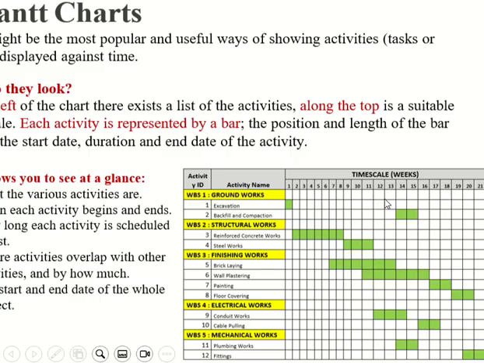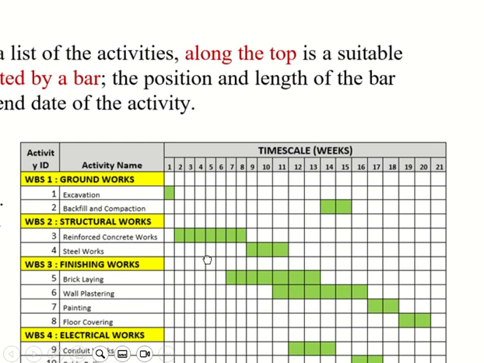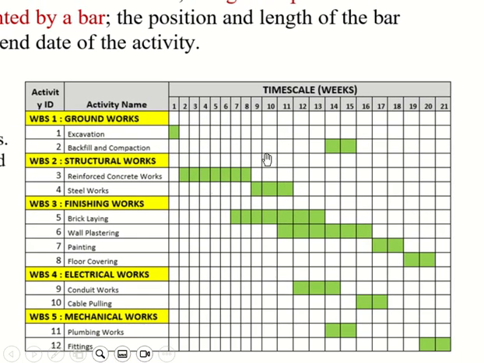So if I look at this Gantt chart, I know the project starts in week 1 and it takes 21 weeks. And you can see the overlapping here as well. There's an overlapping between laying of the bricks for the wall and the plastering for the wall. When you do half of the walls with the brick laying, you start with the plastering. I don't see any other overlapping here.